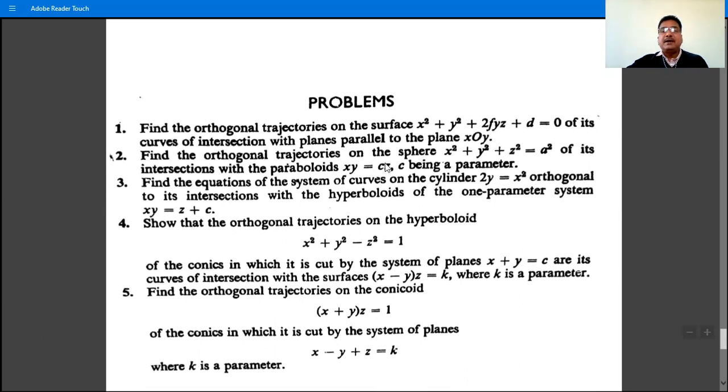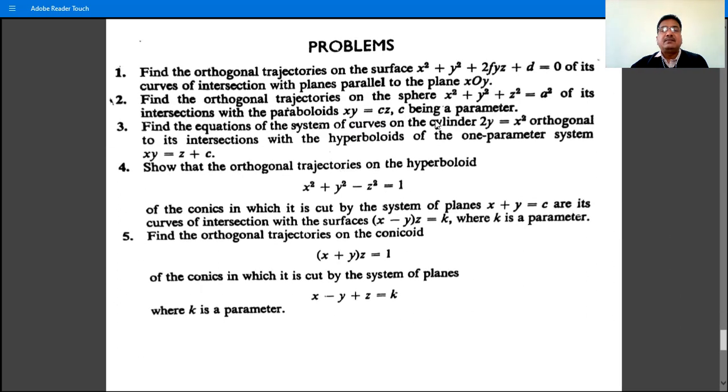The next example: find the orthogonal trajectories on the sphere, that is the surface x square plus y square plus z square is equal to a square, of its intersection with the parabolas xy is equal to cz. So capital F is x square plus y square plus z square minus a square is equal to 0, and xy minus cz is the equation of the curve, that is capital G. And find the answer.